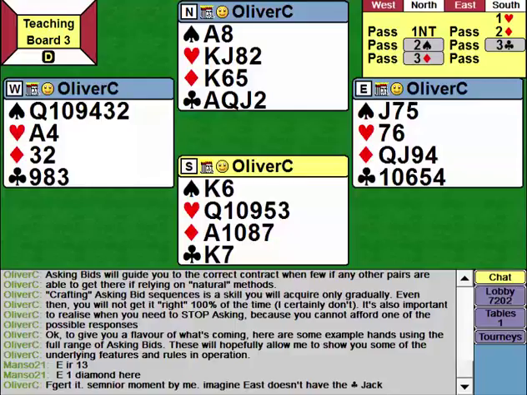Okay, so three diamonds is asking how many controls South has. Because South's known to be intermediate, and we haven't shown or denied any particular number of controls yet, we're going to use the normal beta scale of 0 to 2, 3, 4, 5. So 3 hearts would show 0 to 2 controls, 3 spades would show 3, and so South is going to bid 3 no trumps, which shows exactly 4 controls.